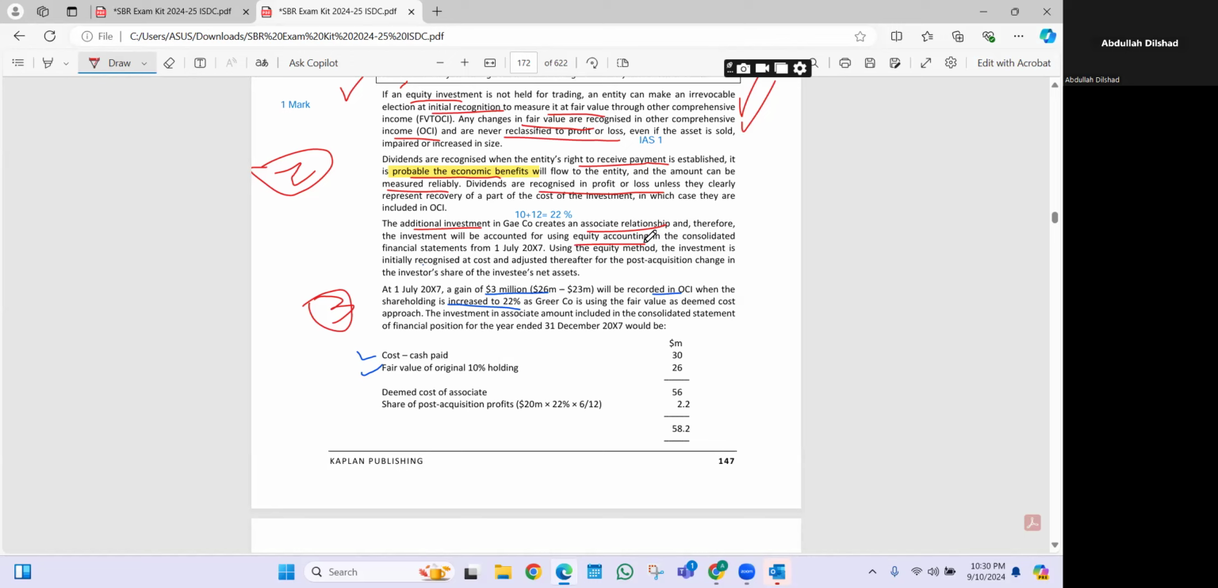And if you want to get the 4th mark, I would say try to include these points as well. Include step up accounting, gain or loss. How do you determine gain or loss?